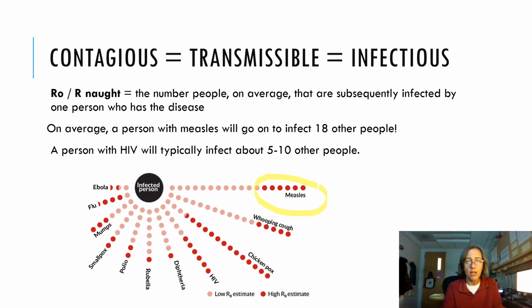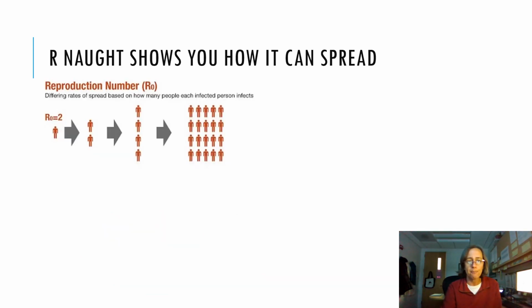HIV, if it's untreated, usually has an R naught of about 5. Then we see diseases that you've probably never heard about because you've been vaccinated. So diphtheria, rubella, polio, smallpox, mumps. And then here's flu, right? So not the biggest. And then here's Ebola, right? So different germs are more or less contagious. And how contagious, or what the R naught is, is going to show you how it can spread.